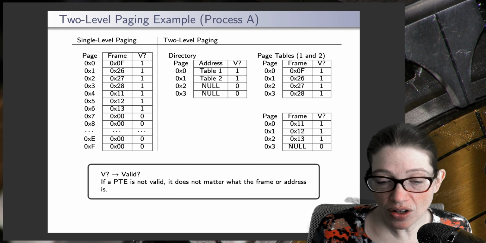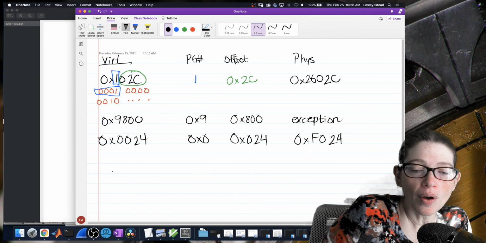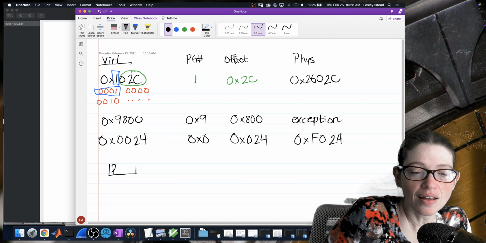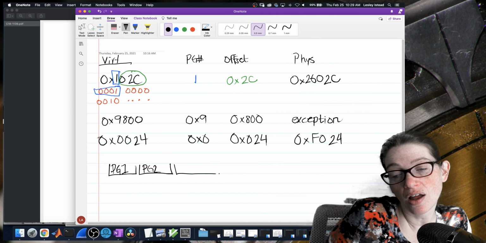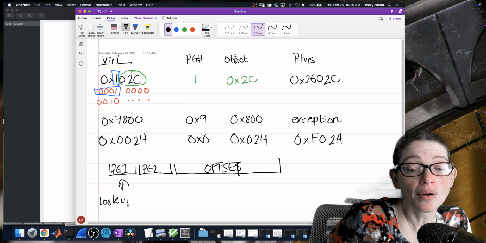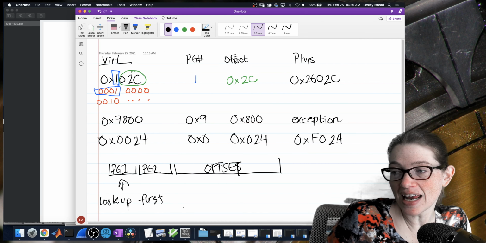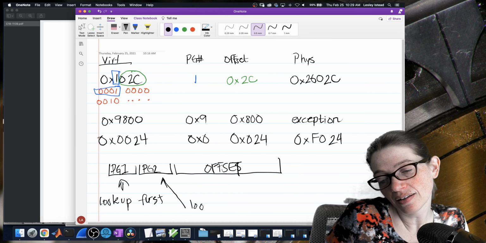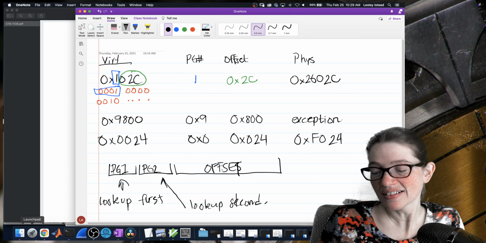So what my address looks like now is page number 1 and page number 2, and then the offset. We do the lookup first here, and then once we get our table for that level, we do the second lookup in a different table. So that's kind of neat, right?